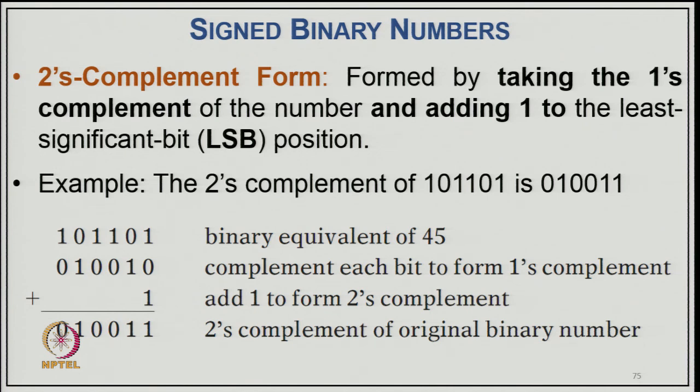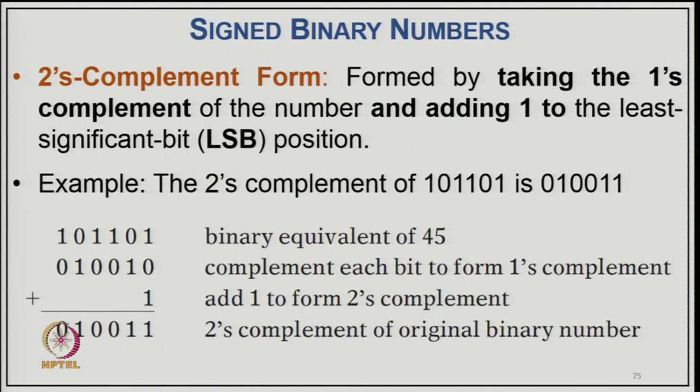The second complement form is obtained by taking the ones complement of the number and adding 1 to the least significant position. An example: take the number 1 0 1 1 0 0. We take the first complement, interchanging the bits: 0 goes to 1 and 1 goes to 0. Now we add 1 to this number, so the remaining bits remain the same. This we call the second complement of the original binary number.